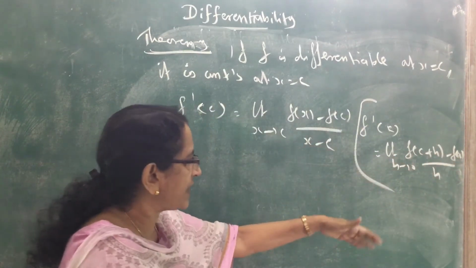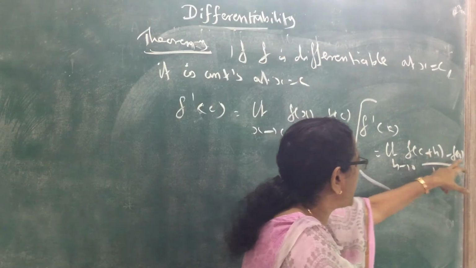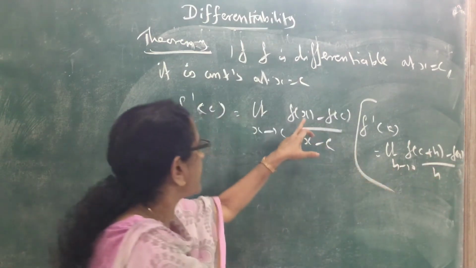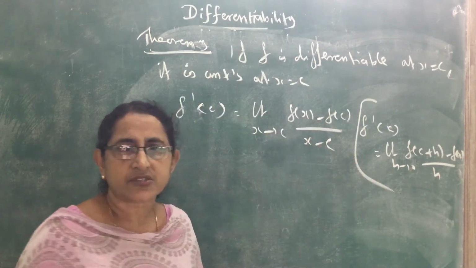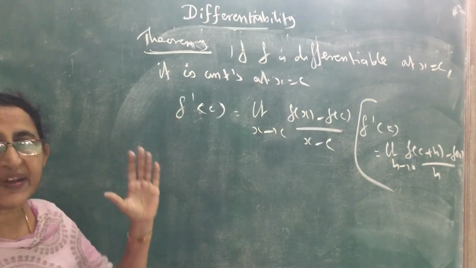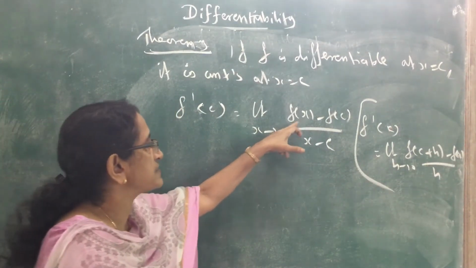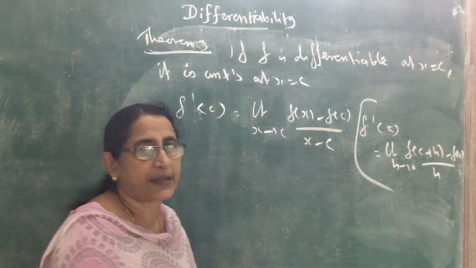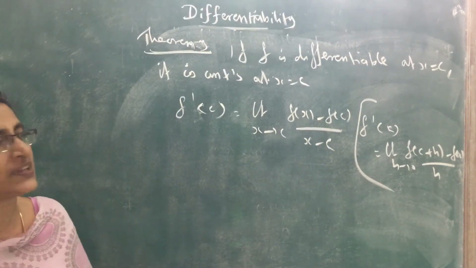And denominator, what is denominator? C plus h minus c, that is h. Here x minus c, denominator. So both are same. So we can write f dash c as limit x tends to c f of x minus f of c by x minus c. So we are going to prove the theorem.